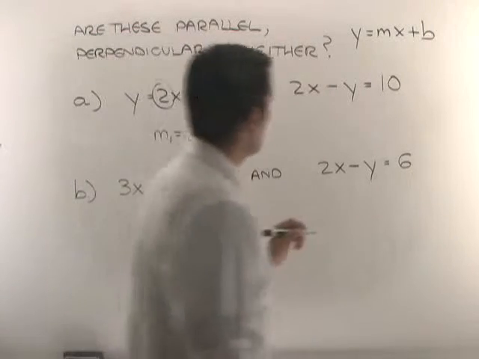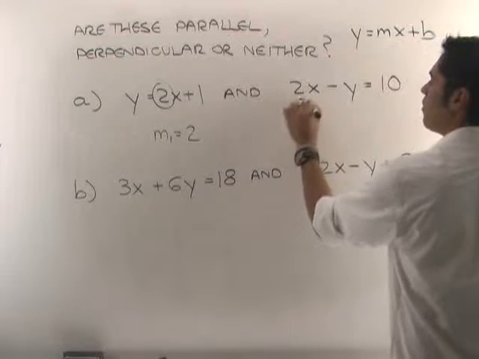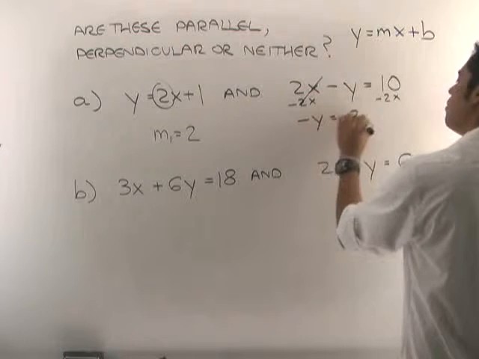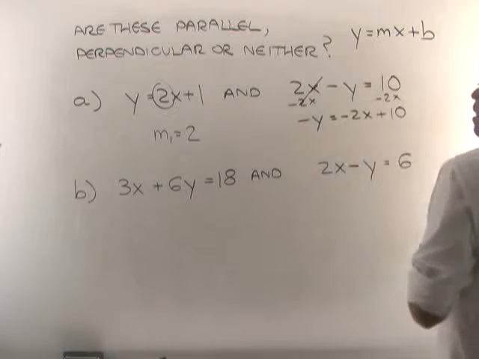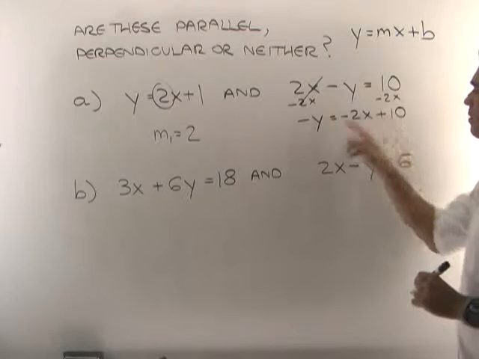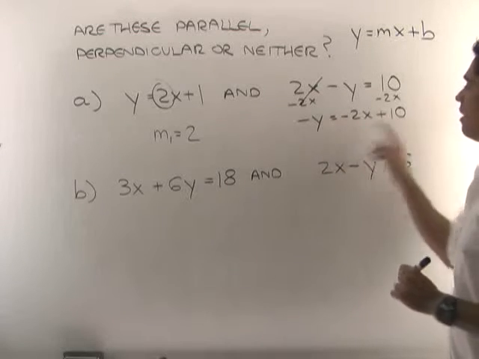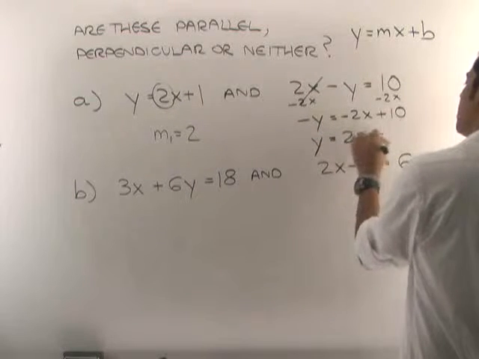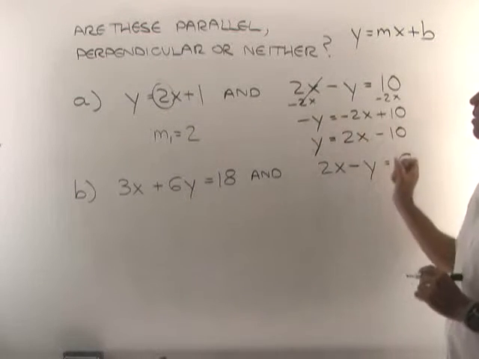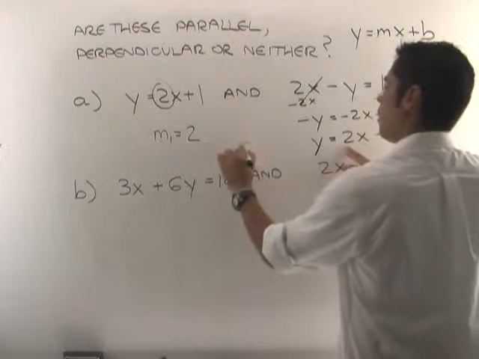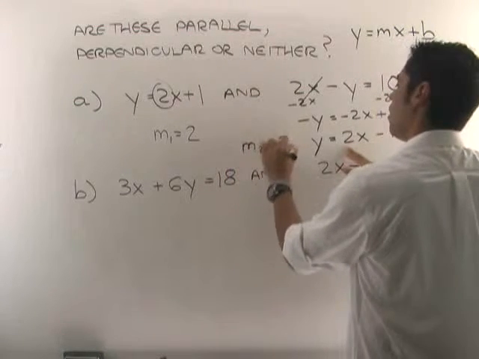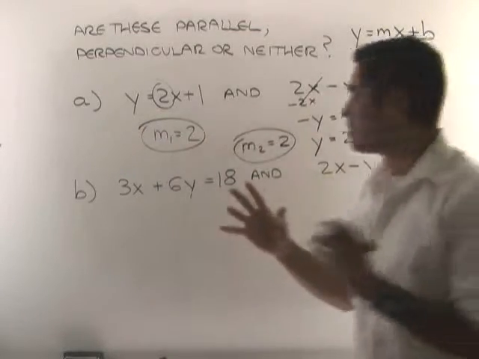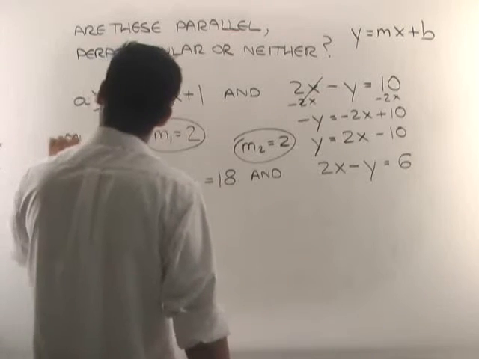Now let's look at this one. If I first of all subtract 2x from both sides, I get negative y equals negative 2x plus 10. And now what we do is we divide both sides by negative 1, or multiply both sides by negative 1. This will become positive y, this will become positive 2x, this will become negative 10. So basically the signs of everything changed. Now what's the slope of this line? I'll call it the slope of the second line, m2, is also 2. So the slopes are the same. And remember, if the slopes are the same, we can say that those lines are parallel.